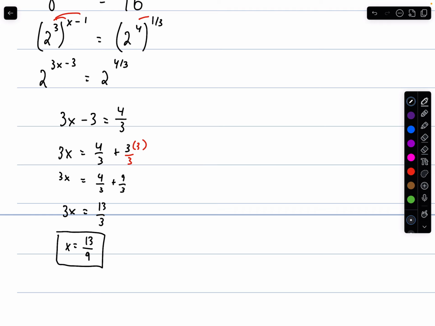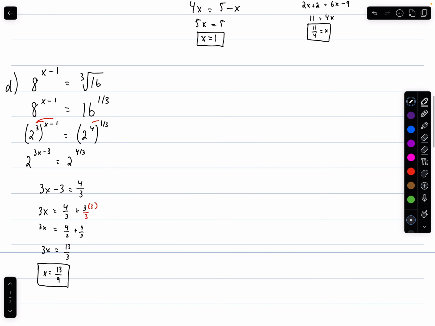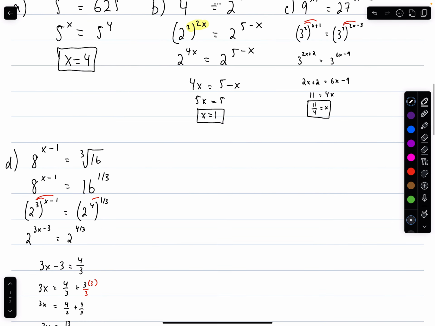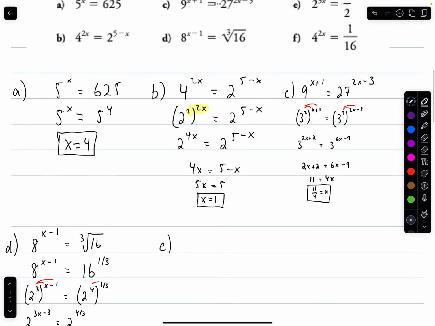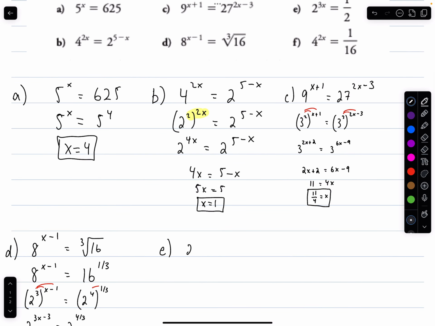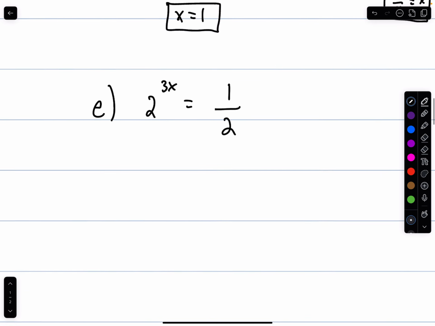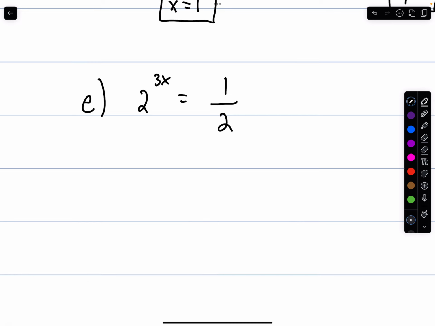So this one, a little bit more work, right? Because we had a square root, but the same process. So let's look at question E. E is not that hard. 2 to the 3x equals 1 over 2. So this one we have a fraction on the right side. But this fraction is pretty easy to manipulate. We can say 2 to the 3x is equal to 2 to the negative 1. And then I got 3x equals negative 1. X equals negative 1 over 3.